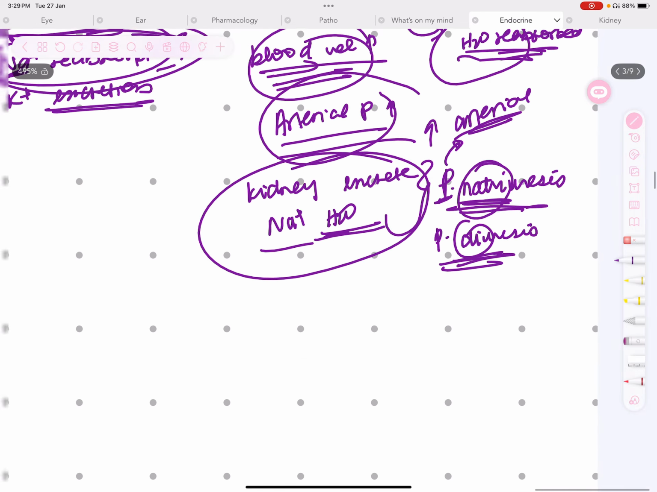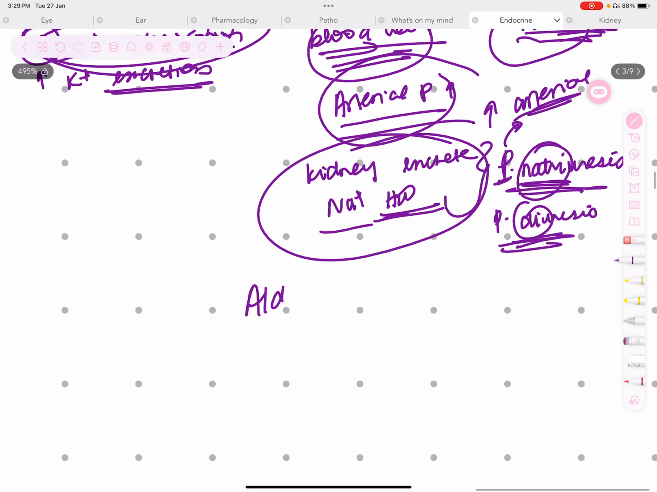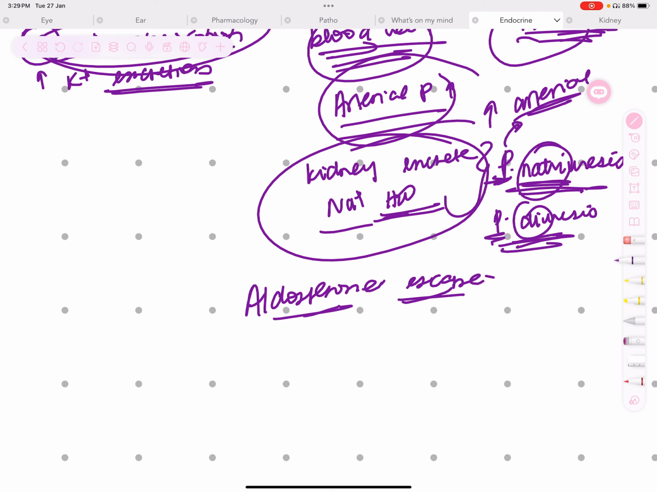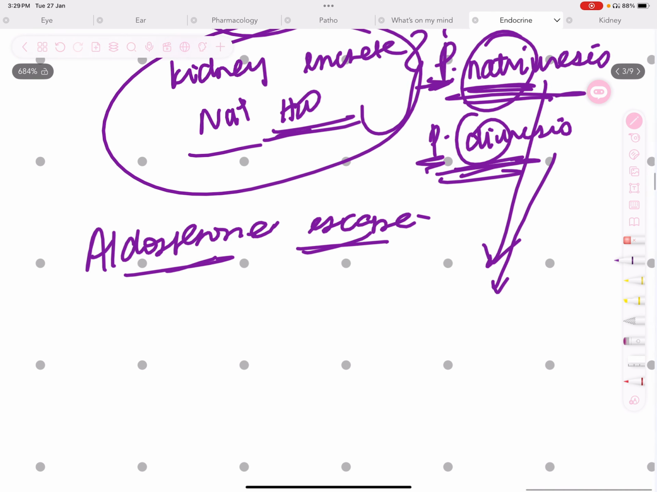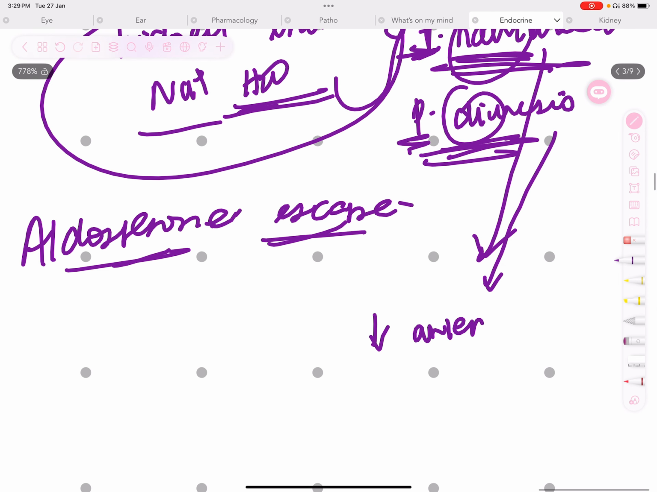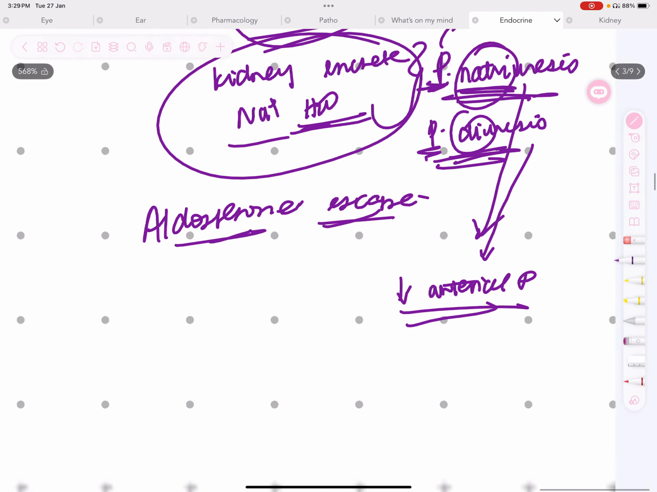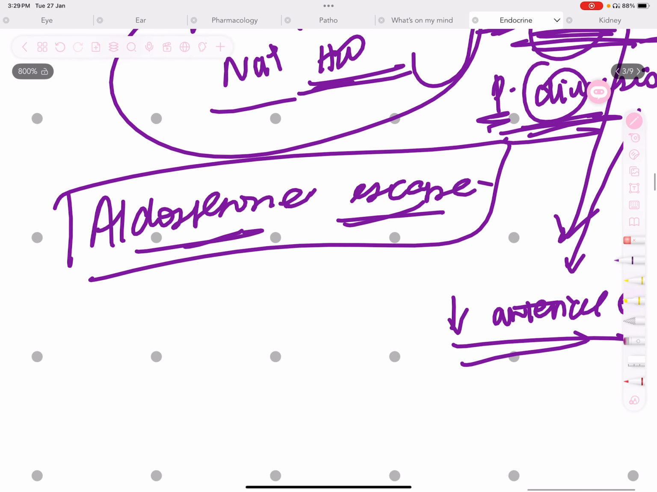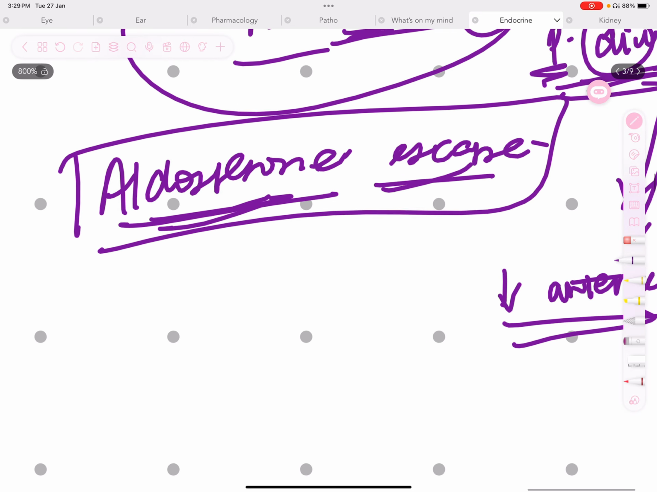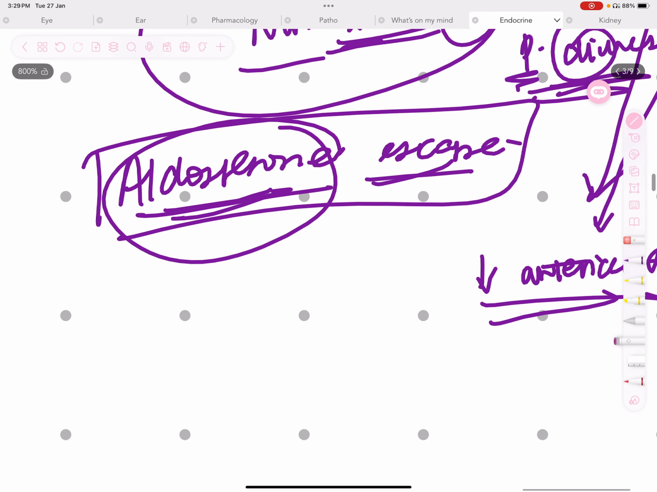Now, this entire mechanism is given the name of aldosterone escape. Basically, the return to normal sodium and water excretion in the kidneys as a result of pressure natriuresis and diuresis is called aldosterone escape. So as a result of pressure natriuresis and pressure diuresis, what will happen? Obviously, the sodium and water will be excreted, and this is going to ensure that the arterial pressure returns back to normal. So this is basically aldosterone escape. Why is it referred to as aldosterone escape and not something else? This is because this entire cycle was initiated because of aldosterone.